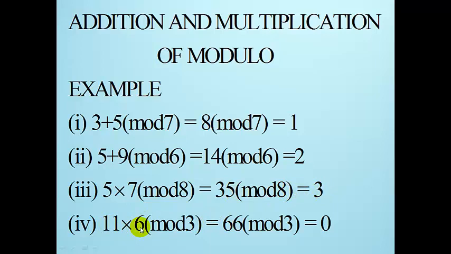Now 11 times 6 mod 3. 11 times 6 equals 66. So 66 mod 3 is equal to 0. Why is it equal to 0? Because we have 22 groups of 3 in 66. And those 22 groups of 3 will also give us 66. And therefore the remainder is equal to 0.